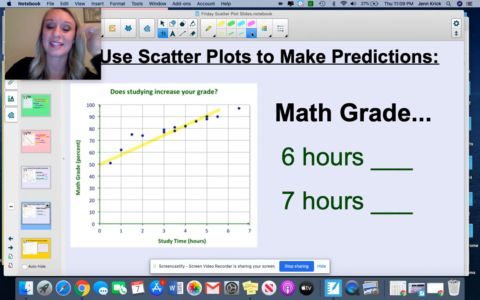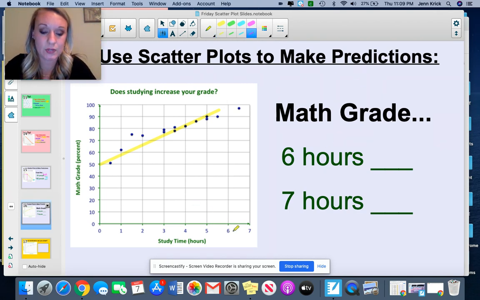So if I was asking you, all right, make a prediction about your math grade at 6 hours. So here's where 6 hours is. So I'm going to trace this up.